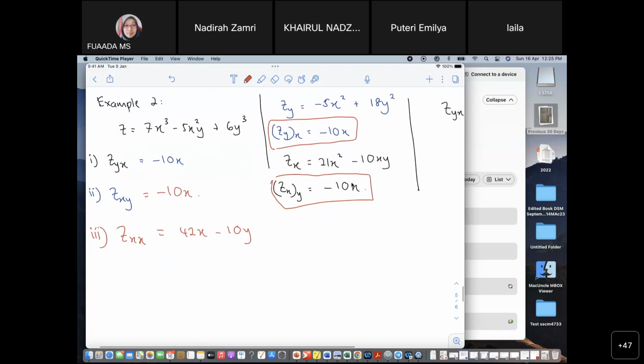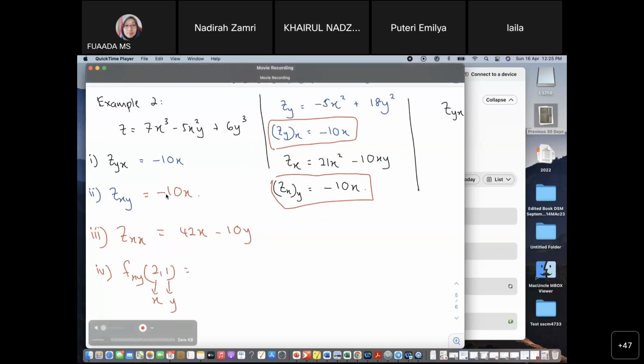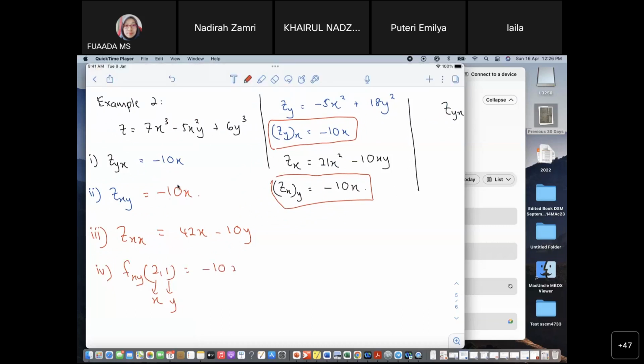Okay. And the fourth, we have to evaluate fxy at point 2, 1. So this is x and this is y value. So we have to replace into the fxy, the second one here. So we have negative 10 and then x saja yang kita nak. Y kita tak ada. So we got negative 20.